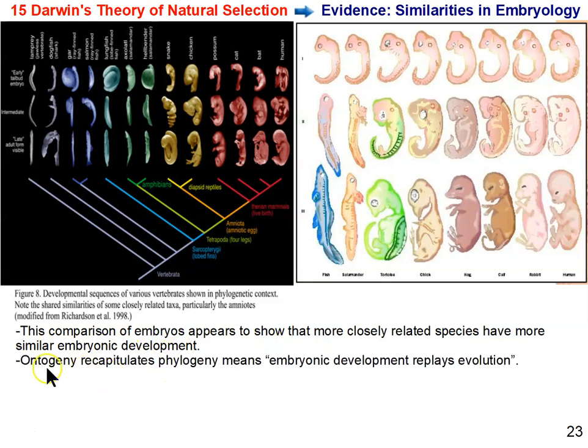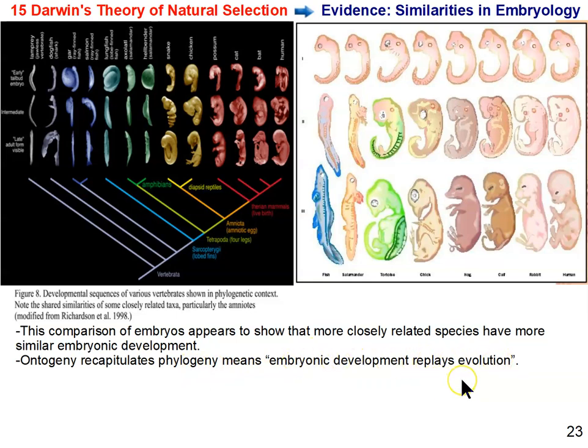There's this concept known as ontogeny recapitulates phylogeny. That's a mouthful. Ontogeny means embryonic development. Recapitulates kind of means replays, right? Like when you replay a video, you play it again. Phylogeny refers to evolutionary relationship or evolution, right? So ontogeny recapitulates phylogeny means embryonic development replays evolution.